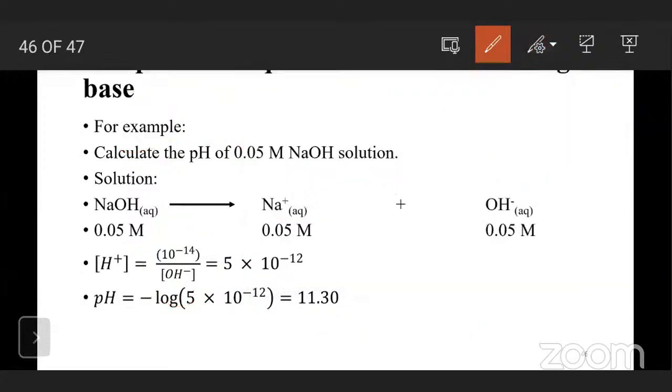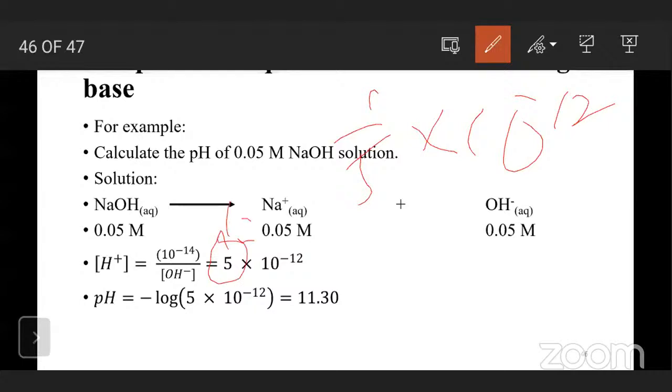Okay, let me clear this one for you. That's more or less like saying 1 over 5 times 10 raised to power minus 12. So this is not 5. This is 1 over 5 times 10 raised to power minus 12. I hope you're following. Okay? And if you substitute this one properly into your equation, you will have a correct answer.